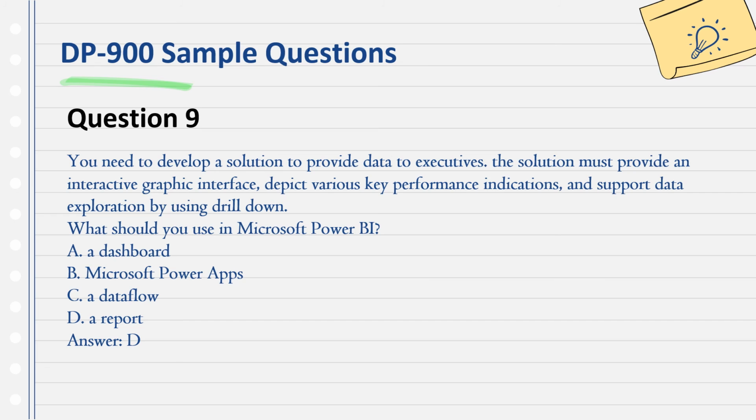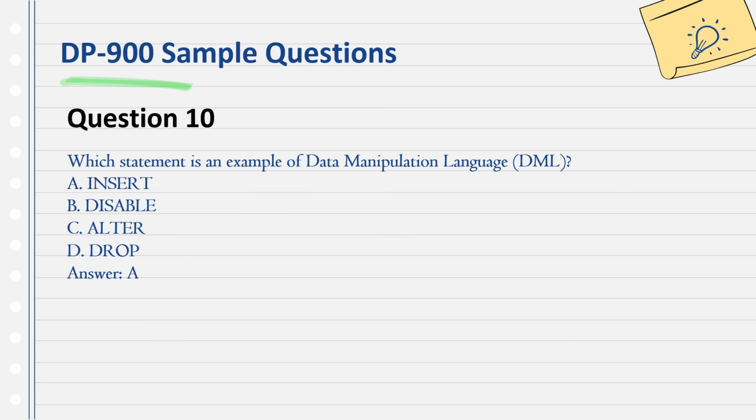Question 9. You need to develop a solution to provide data to executives. The solution must provide an interactive graphic interface, depict various key performance indicators, and support data exploration by using drill down. What should you use in Microsoft Power BI? A. A dashboard. B. Microsoft Power Apps. C. A dataflow. D. A report. Answer: D.